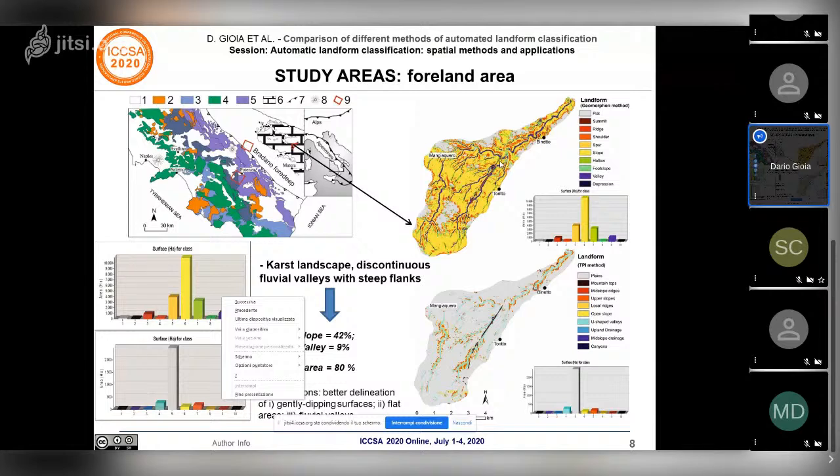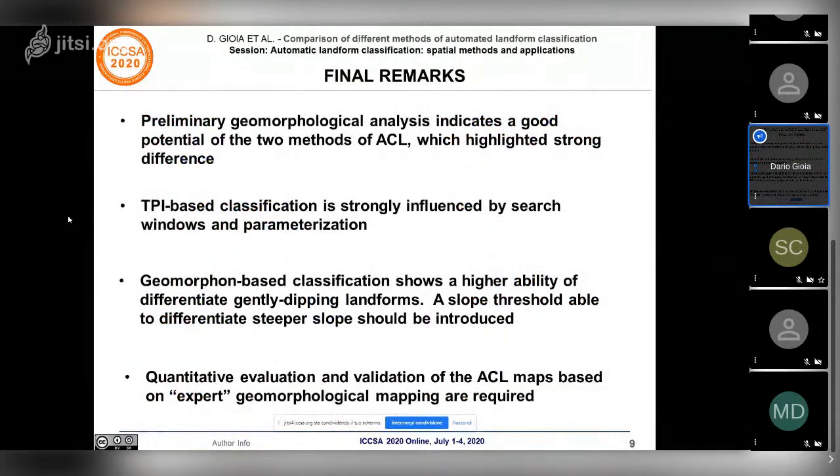To close, a short summary of the results. Preliminary geomorphological analysis suggests that the two algorithms could represent a basic tool to recognize the main geomorphological elements of the study areas, but the algorithm needs to be improved. This will be the next step of our research.